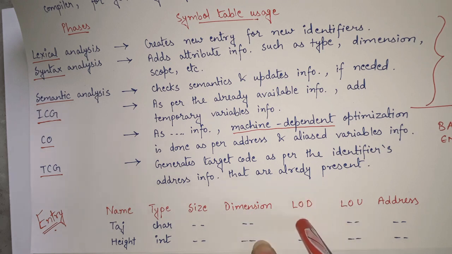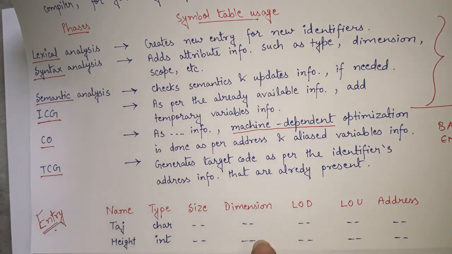Then line of declaration means the line of code where this variable is declared, so you have to write that line number here. Then line of usage means the line where this variable has been particularly used, so we write the line number of usage of this variable. Then address: the base address of this variable.